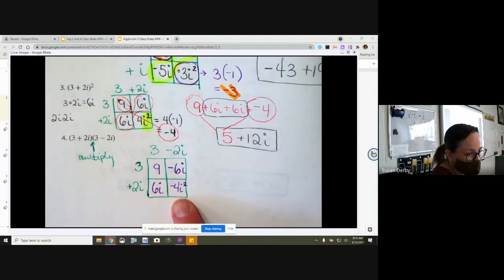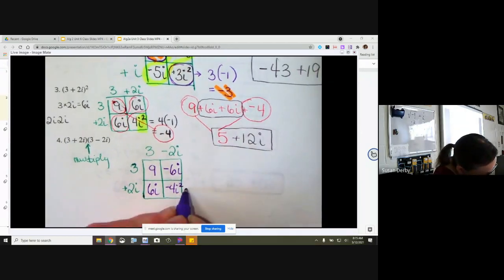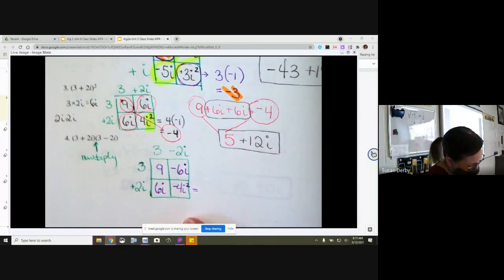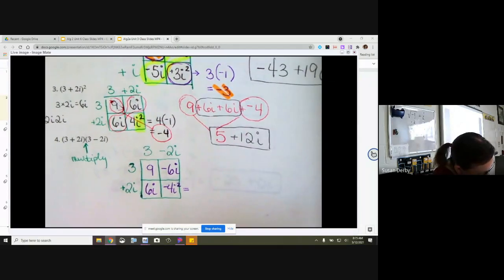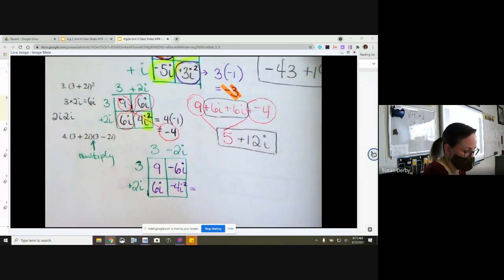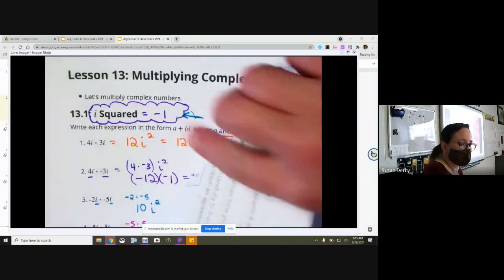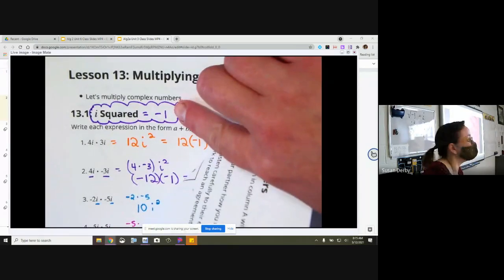Wyatt, will you talk me through how we're going to simplify this i squared thing? What does i squared equal? i equals what? I don't know. It has an i times i equals i squared, so I don't know what i equals. Yep. So, -1. There we go. Nice.